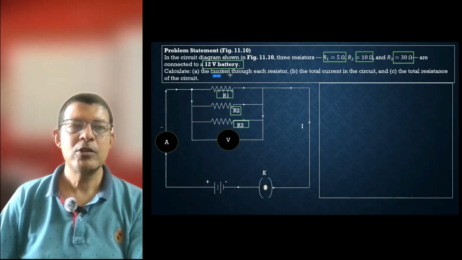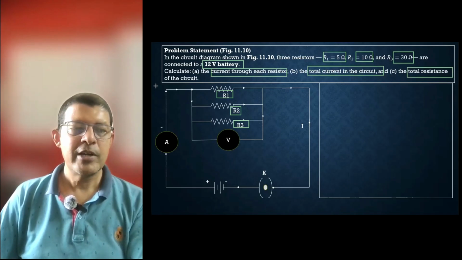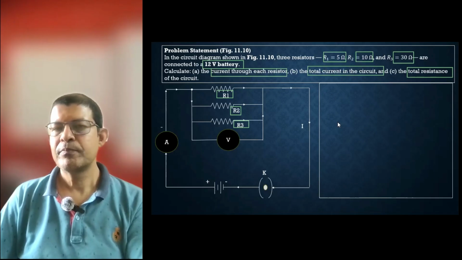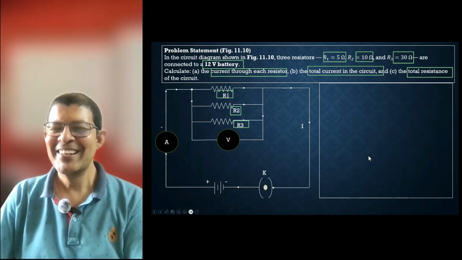So what is the current through each resistor? What is the total current? And then it is asking total resistance. Try solving it in a minute. Okay, anyway, we're going to fast forward it. So let me anyway give the solution.